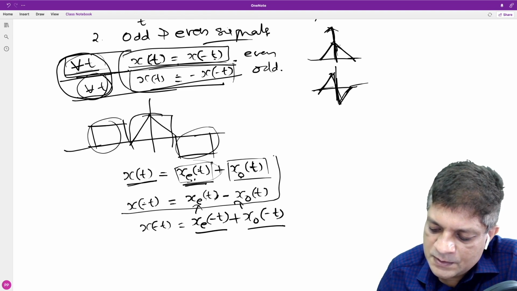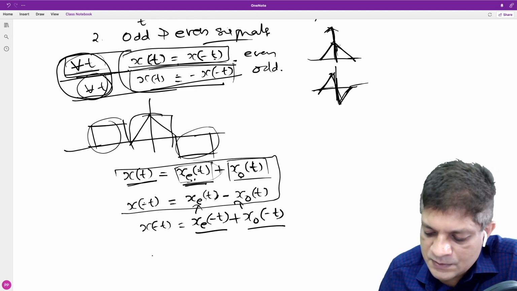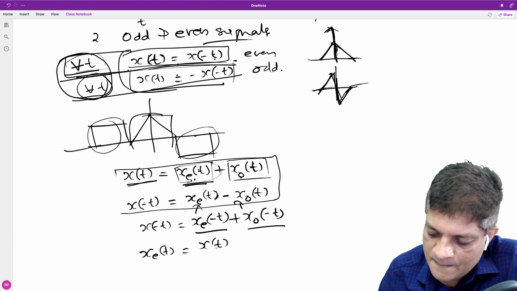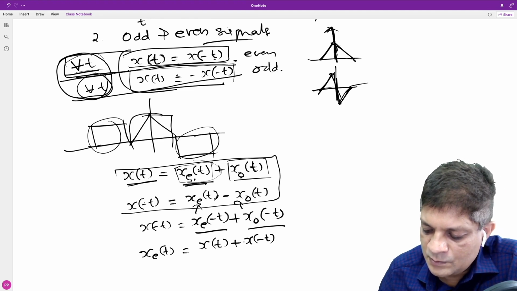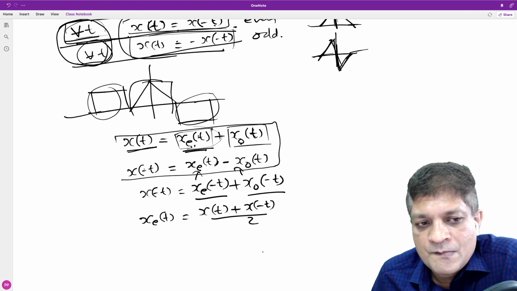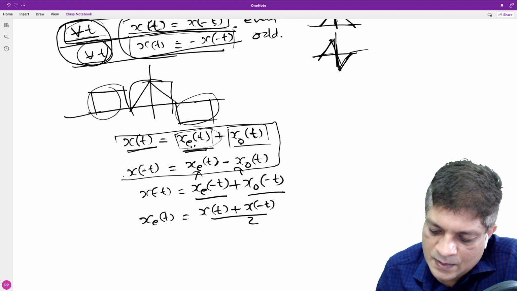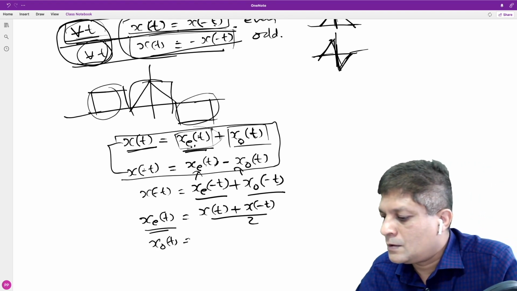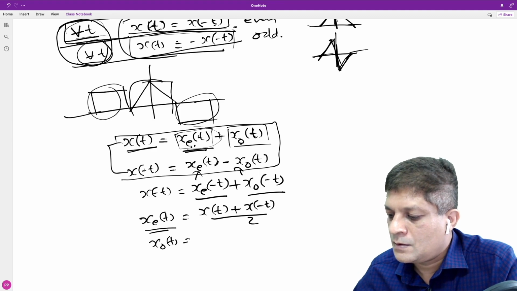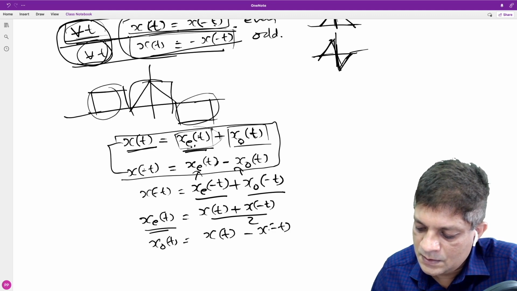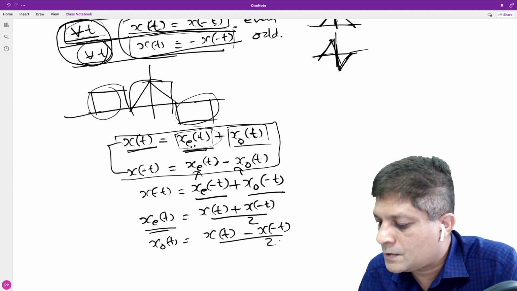And from these two, what is the even part of the signal? Is it x(t) plus x of minus t by 2? Add these two, divide by 2, you will get xe(t). And xo(t) is x(t) minus x of minus t by 2. That is the odd part of the signal.